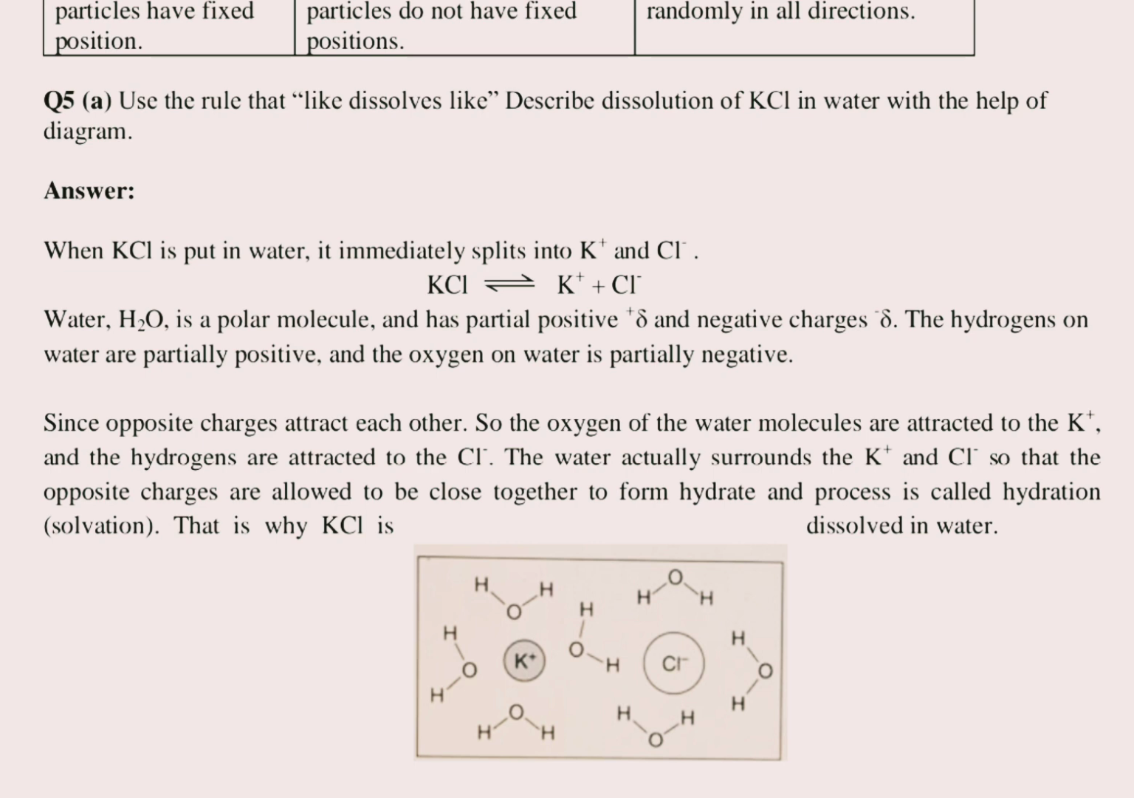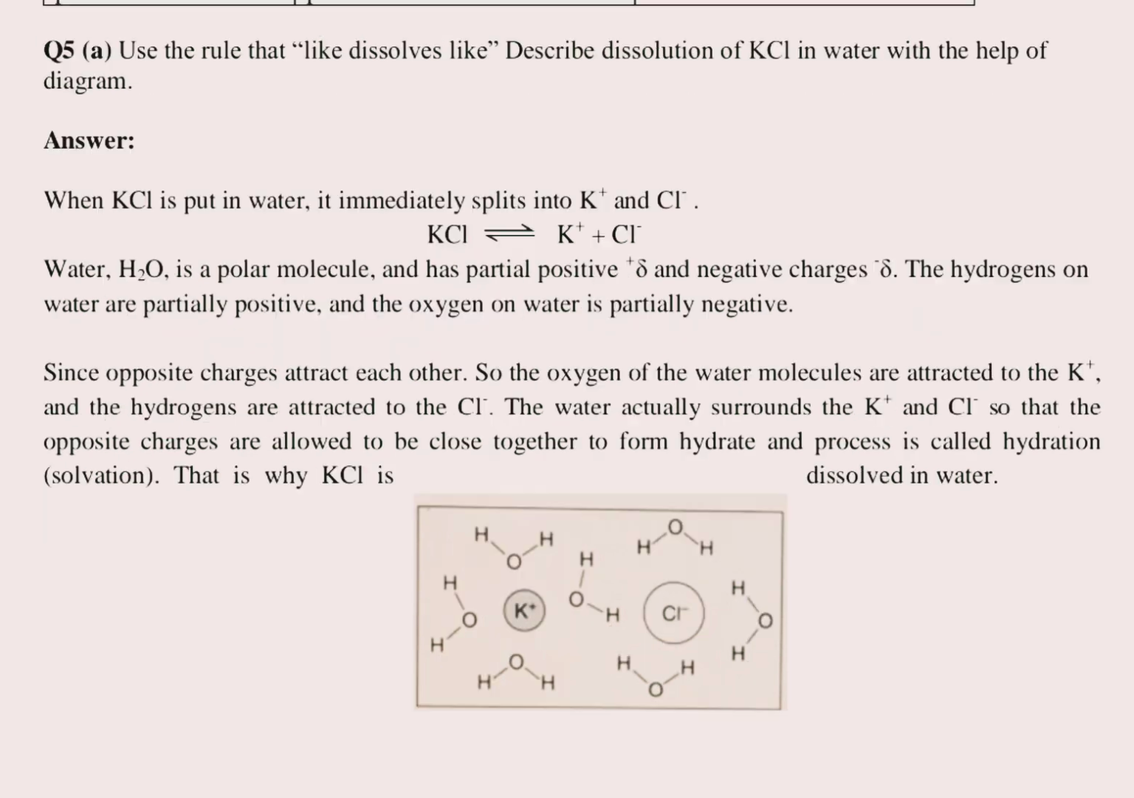So potassium is in the center and all of the oxygens surround it, and on the other hand, if there is a chloride, your hydrogens will surround it. Your water molecules are arranged in this way; that's the way they dissolve. So this is how like dissolves like.